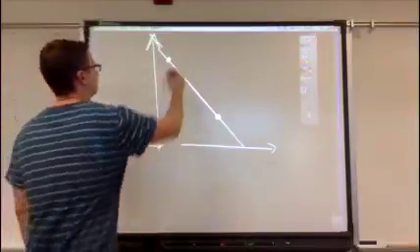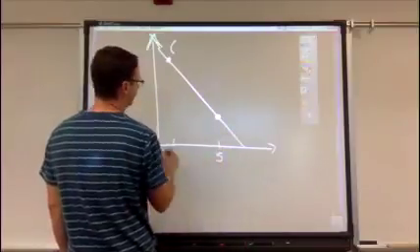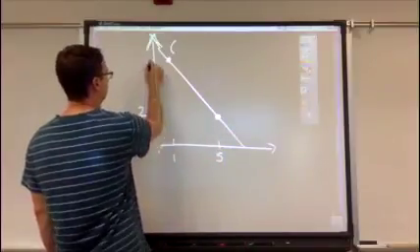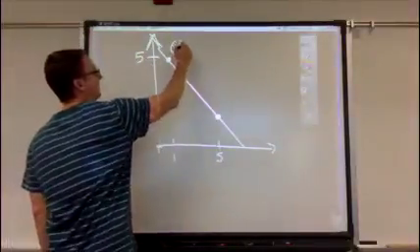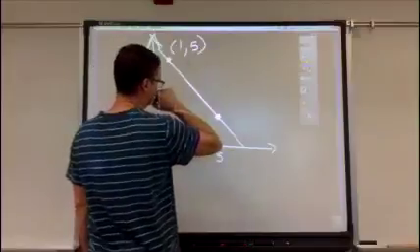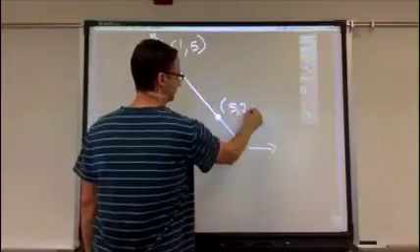We plot those points. Say we call this one (1, 5), and we'll call this one (5, 2). Okay, so this is (1, 5), and this is (5, 2).